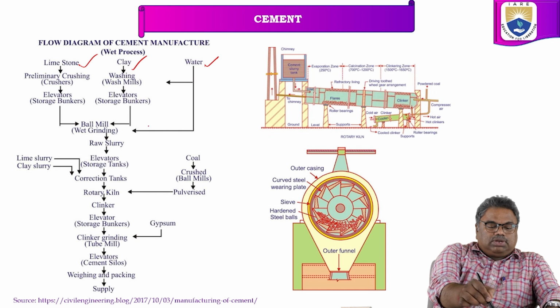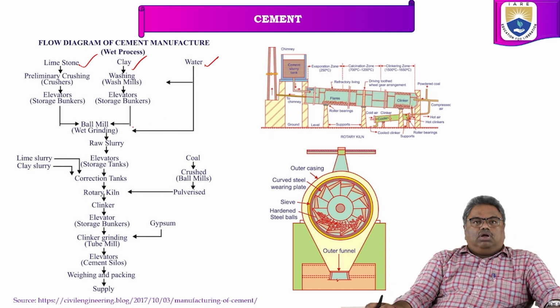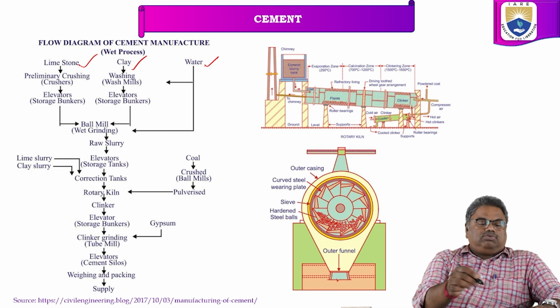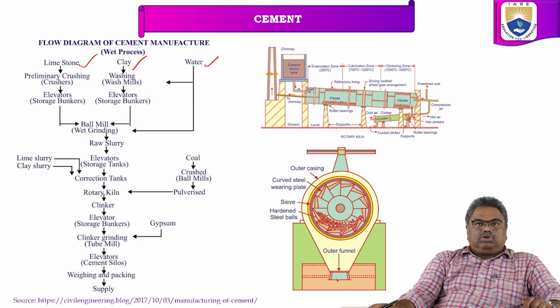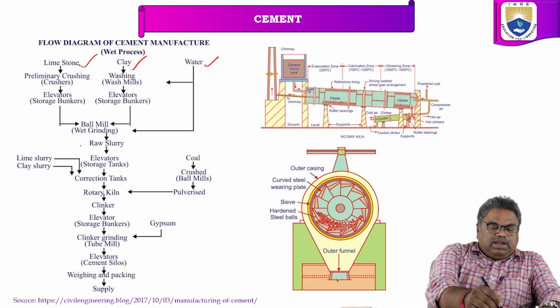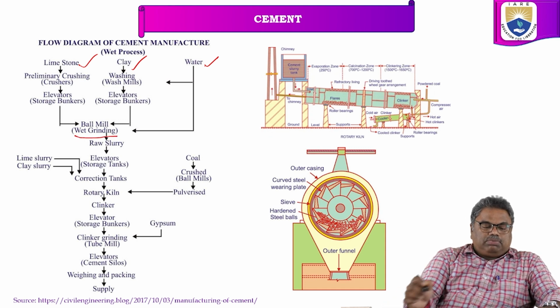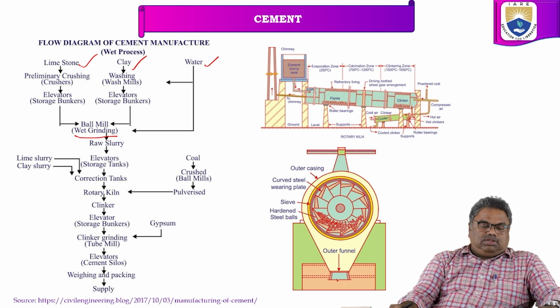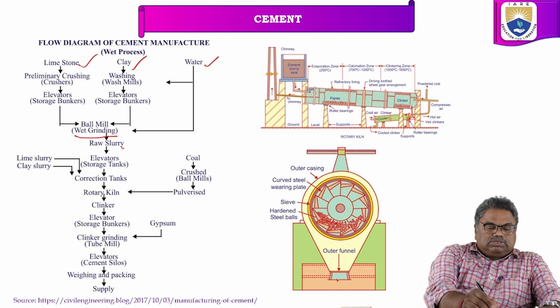So it will go to elevators, then the elevator to the ball mill. Wet grinding will happen in the ball mill. Right at the start we'll add the water, so limestone, clay and water, right? The wet grinding will happen in the ball mill, and then it will become the raw slurry.